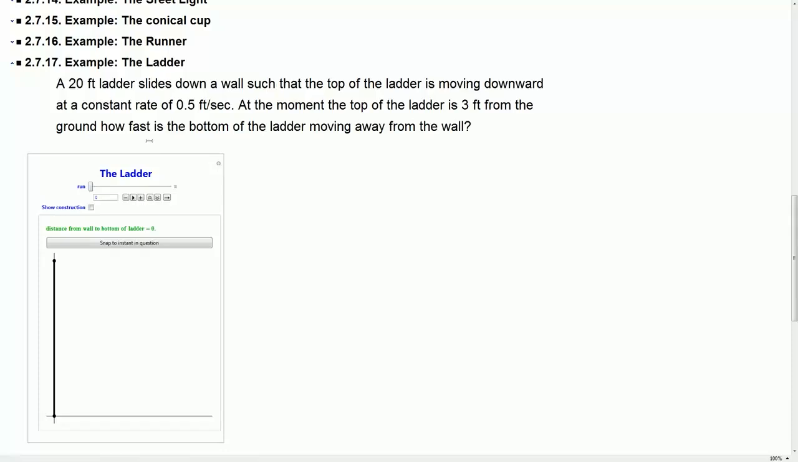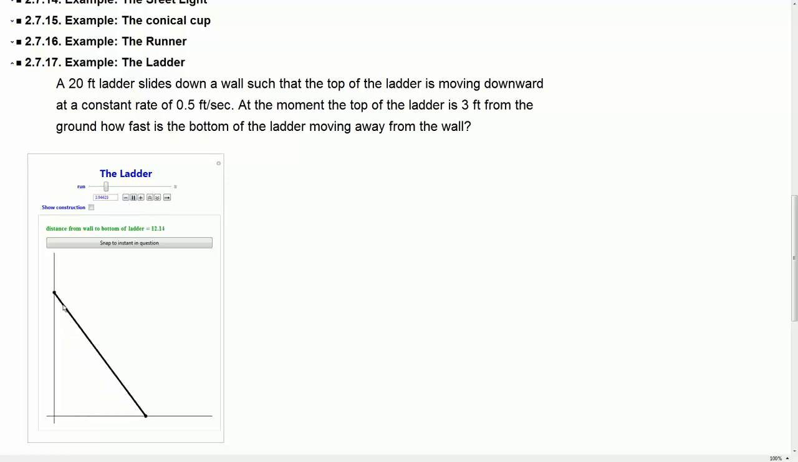The ladder. Last one. A 20-foot ladder, here's my 20-foot ladder, slides down a wall such that the top of the ladder is moving downward at a constant rate of half a foot a second. So this ladder is going to start sliding, and the tip of the ladder is going to be coming down the wall at a constant rate of half a foot a second. At the moment the top of the ladder is 3 feet from the ground, how fast is the bottom of the ladder moving away from the wall?